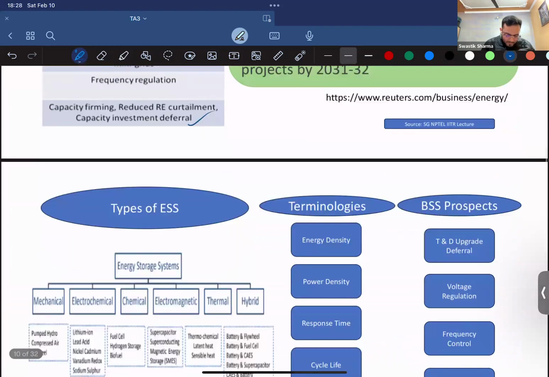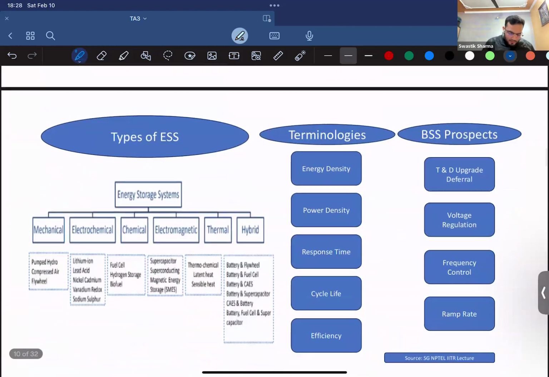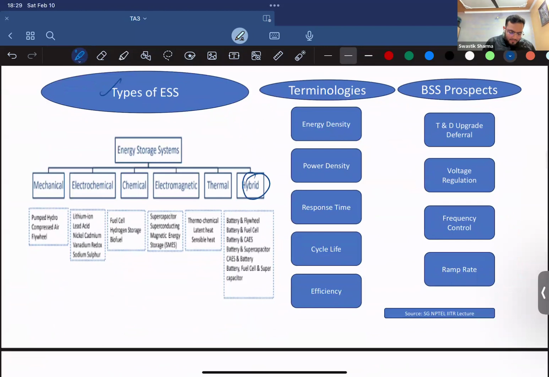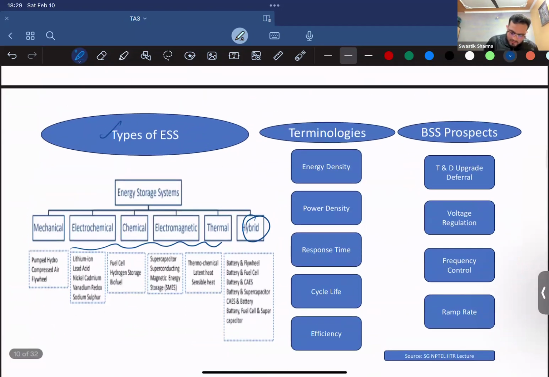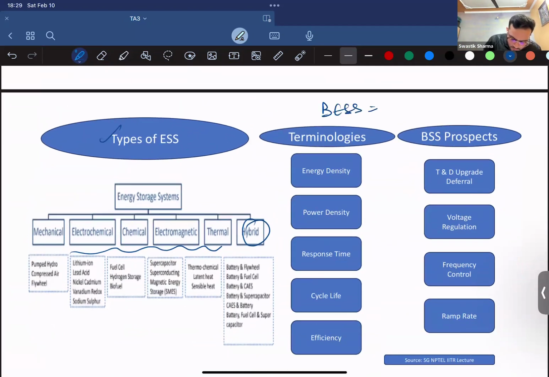I already talked about the different types. Hybrids are an intermix of all these different energy storage systems. So a hybrid is a mix of both, so that you can get the best of two worlds. For example, battery energy storage system, BESS, or simply BSS, battery storage system.